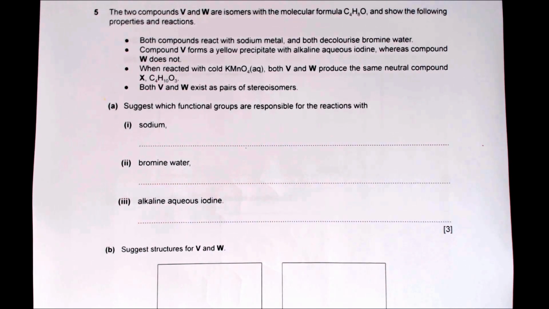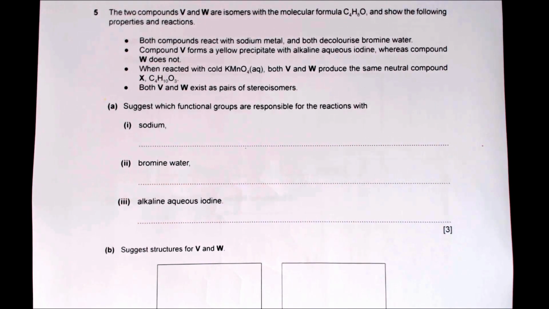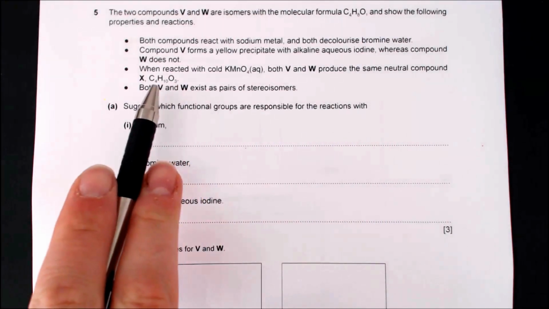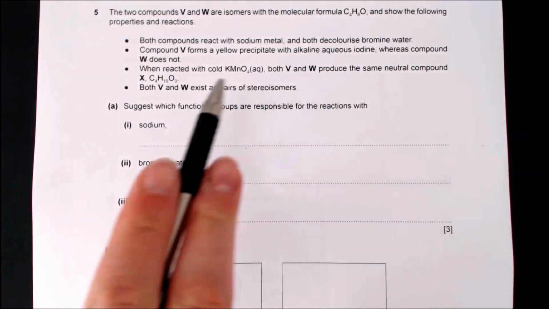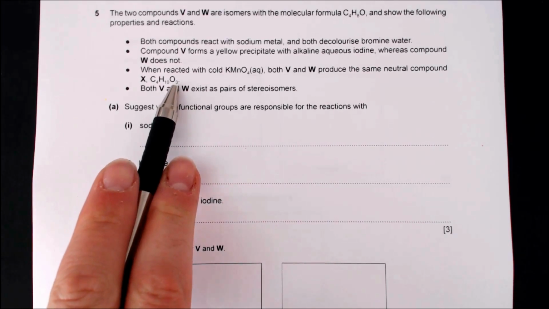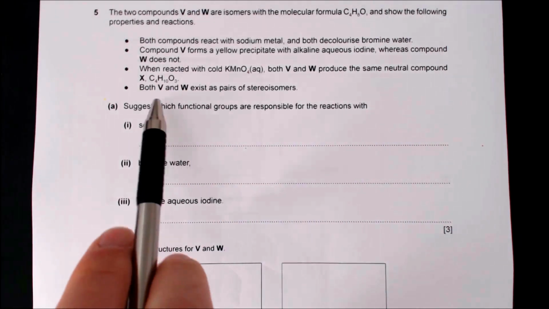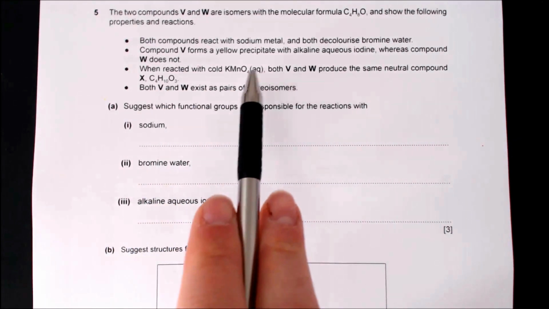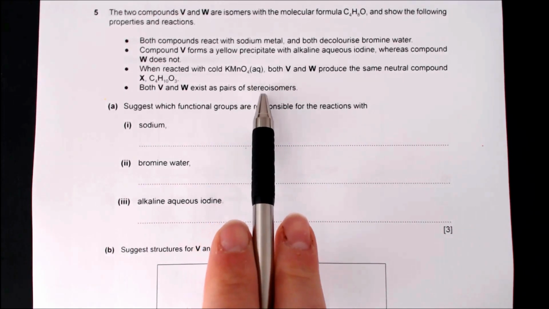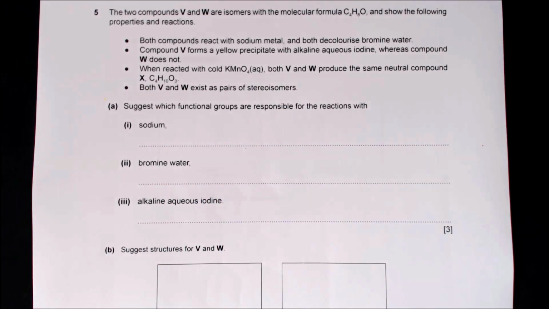And it says when reacted with cold potassium manganate, both V and W produce the same neutral compound, X. So obviously when we're reacting it with cold potassium manganate, because it's not warmed up, we will effectively form some alcohols in there as well. This might be a good sign because this is normally formed when we have alkenes. So when we react alkenes with this, we form alcohols. Now the fact that it's got 3 O's in there suggests that we may have 3 alcohols perhaps. I don't know, we'll think about it. And then it says both V and W exist as pairs of stereoisomers. So these are things like E/Z, optical isomers, etc. So there's a lot to think about here.